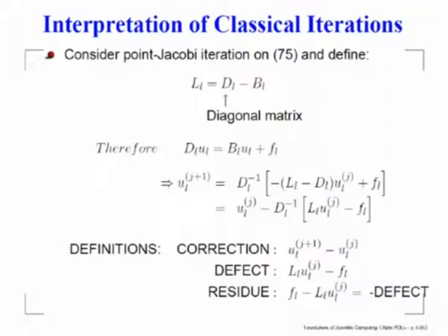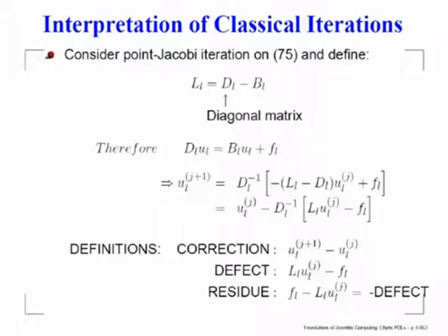So you actually write it down, so D_L inverse. And B_L itself is nothing but minus of L_L, that is D_L minus A_L. So if I carry out this operation, D_L inverse inside, I will see that this is the way point Jacobi iteration works: whatever we have at the new iteration level is nothing but the old iteration level value minus D_L inverse, so this is your N inverse, into the defect. This quantity we call the defect. We have also defined something called residue, which is nothing but minus of defect.